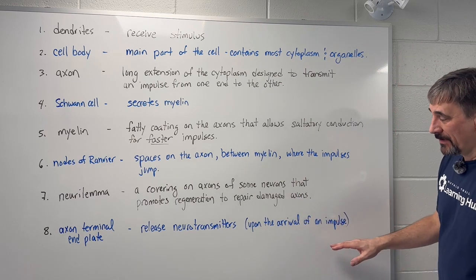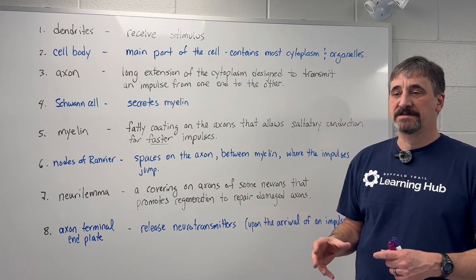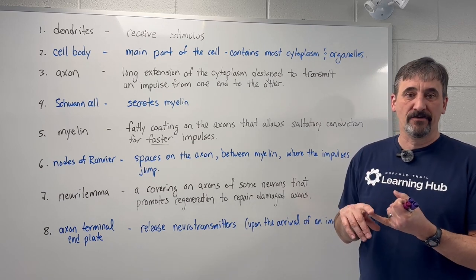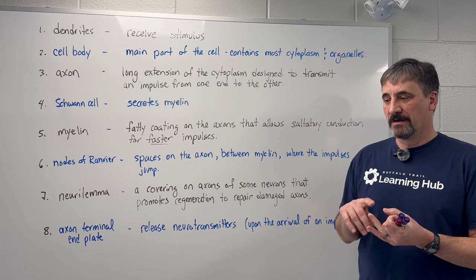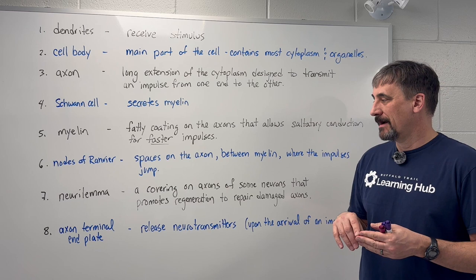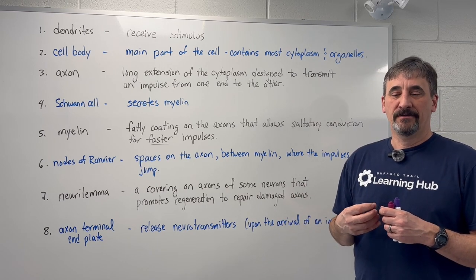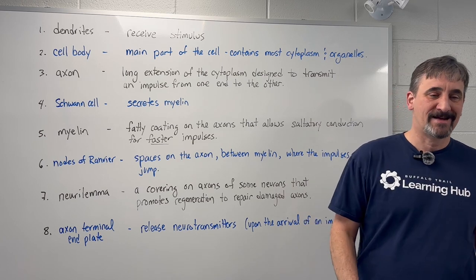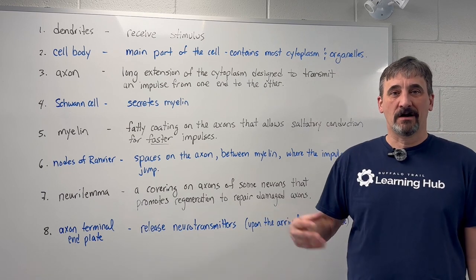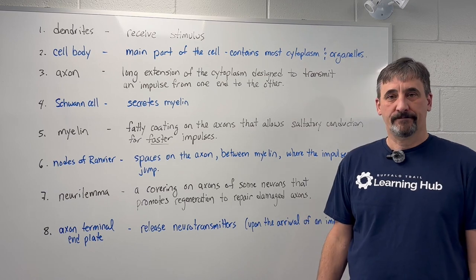Okay, the axon terminal end plate is where the axon will release neurotransmitters onto an effector. Now, an effector could be another neuron, it could be an organ, a gland, muscle. And when we release neurotransmitter, it's basically like the axon or the neuron spitting onto the next thing in line. Okay, and the spit or the neurotransmitter is going to cause it to do something. Easy.